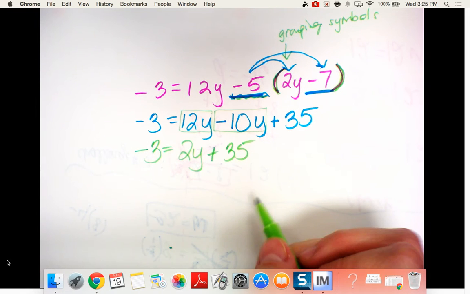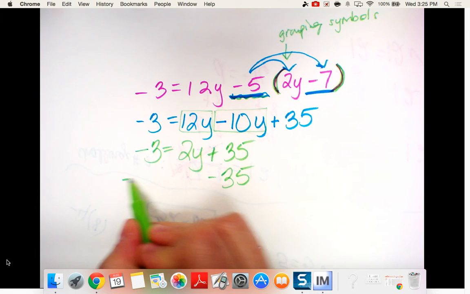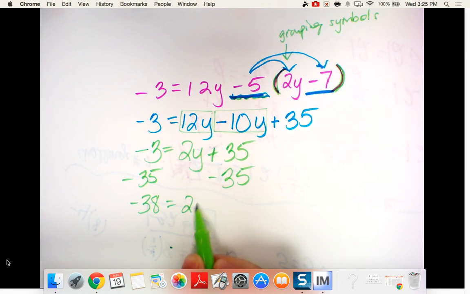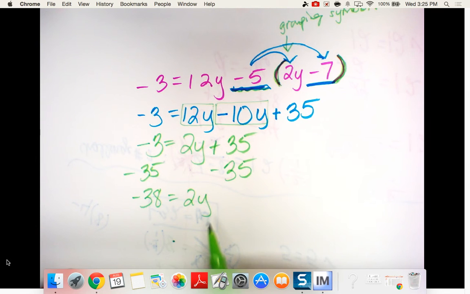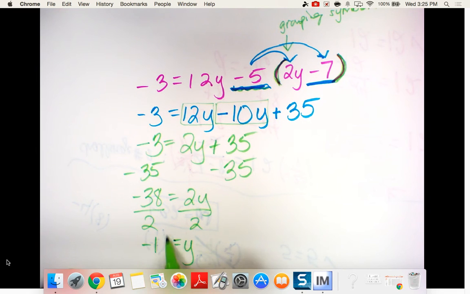We're getting closer and closer to isolating the y. Now let's subtract 35 on each side. That will be negative 38 equals 2y. And our very last step will be to divide by 2. Y equals negative 19.